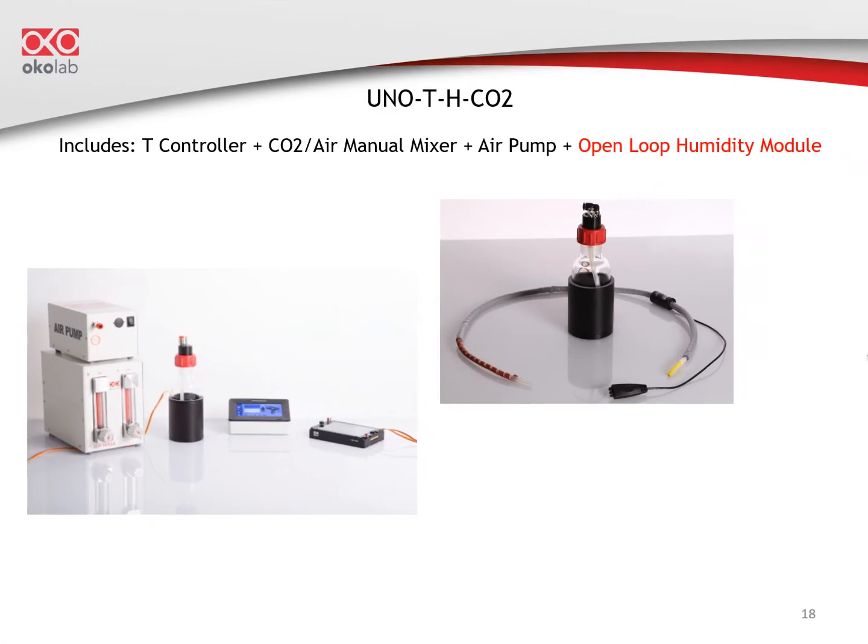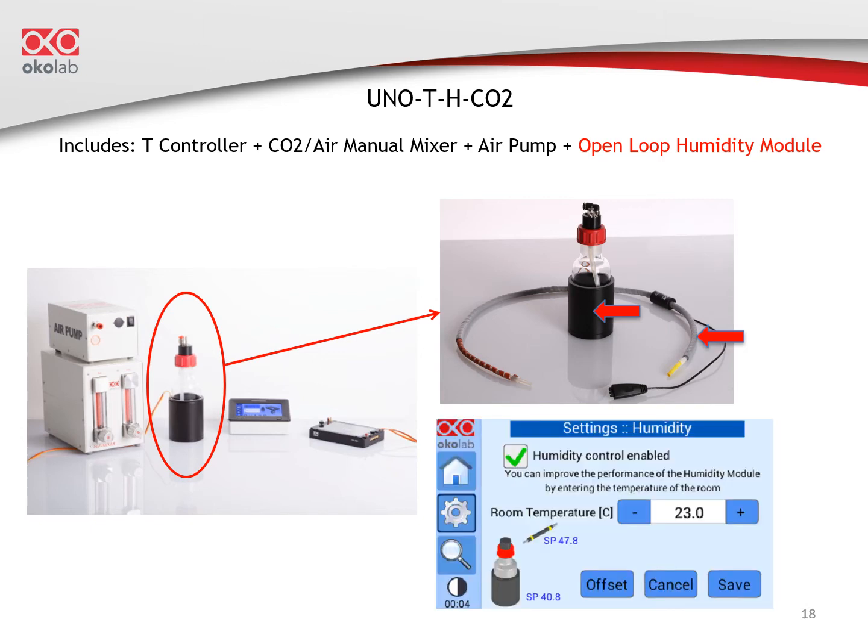The humidity module is open loop. It includes a heated base and a heated and insulated tube. The tube carrying humidified gas to the chamber has to be heated and insulated to avoid condensation along its length. You enable humidity here, and you input the room temperature here.